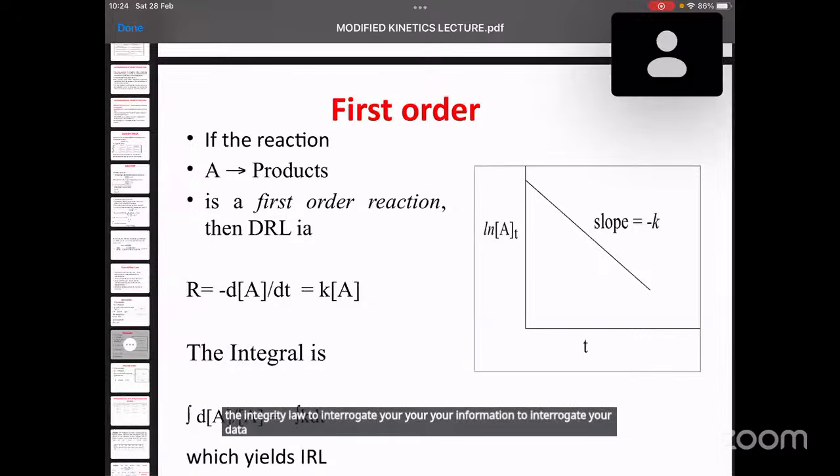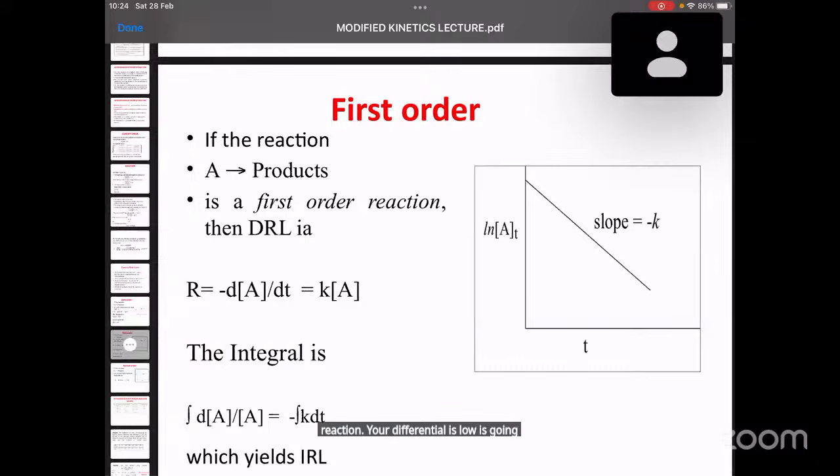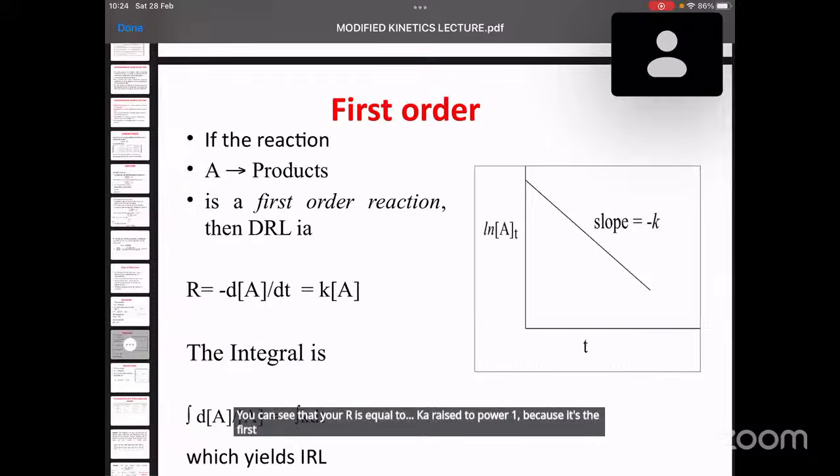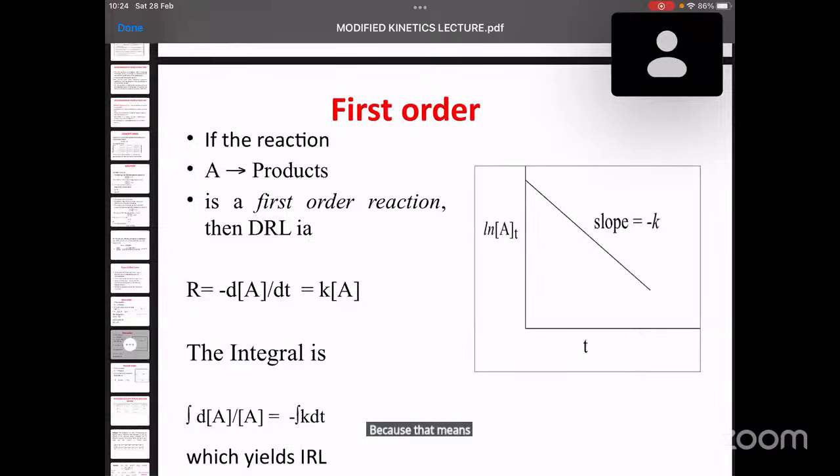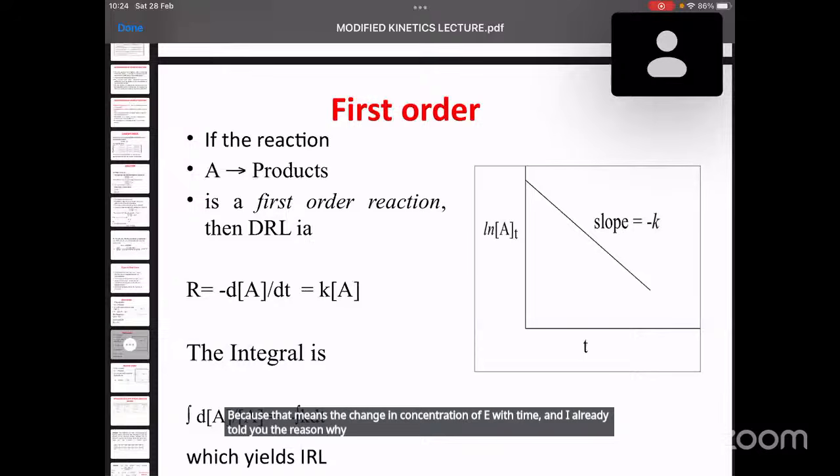Now, in this case, this is a first order reaction. Your differential rate law is going to be this. From what we said about the zero order rate law, you can see that your rate R is equal to k[A] raised to power 1 because it's first order. Now you break down the R. R becomes minus d[A]/dt, the change in concentration of A with time. And I already told you the reason why we have a negative there: the concentration of A is decreasing over time.